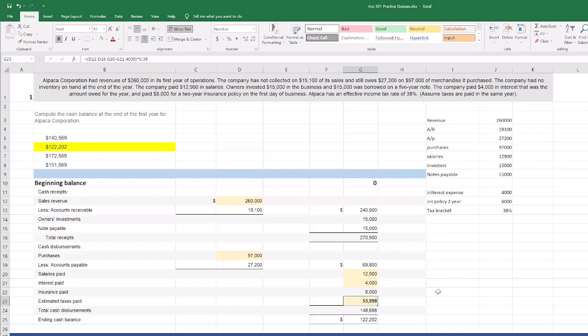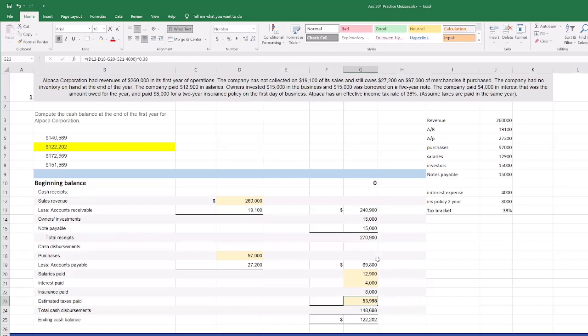So this problem did not give you any extraneous information. You need all the information in this particular problem. So how did I get that 53,998? I took 260 minus 97 minus 12,900 minus 4,000. Hold on, I'm thinking. It's also minus the 8,000. Oh, minus 4 of this 8. Okay, half of this, and so I don't have a subtotal, but whatever that is times 38% is 53,998, which is what I owe in taxes. So that's out the door, okay?